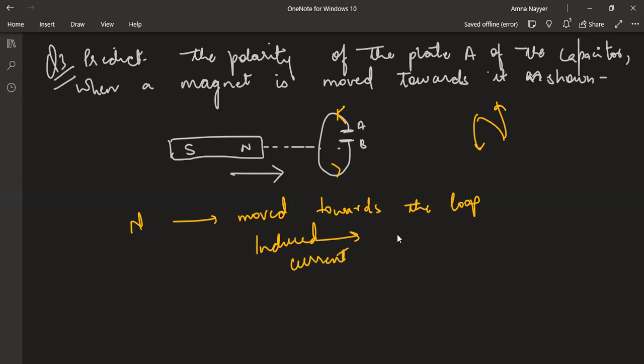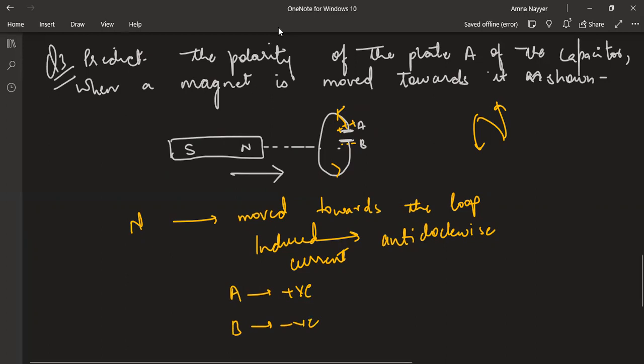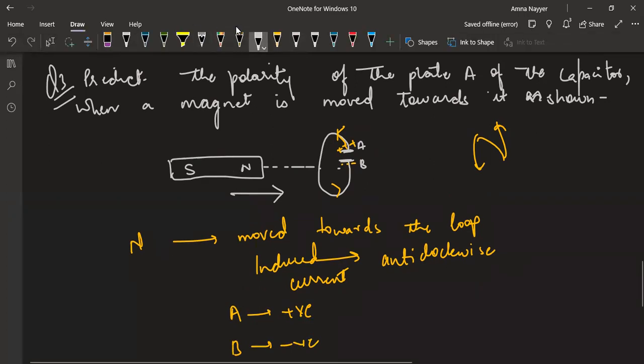Direction of induced current will be anti-clockwise. So if this is the direction of current, means the charges are releasing from the positive end and they are entering the negative. It means this plate has positive polarity, this has negative, then only the charges are able to move in this direction. So it means A has positive polarity, B has negative. Note it down. Some more numericals let's do from this lesson, then we'll move on to questions from AC.